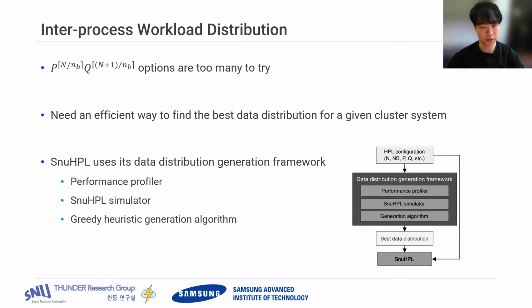The framework consists of the Performance Profiler, the SnuHPL Simulator, and the Greedy Heuristic Data Distribution Generation Algorithm. The generation algorithm uses the SnuHPL simulator to evaluate the data distribution candidates it makes. The performance profiler provides the performance metrics required by the SnuHPL simulator.